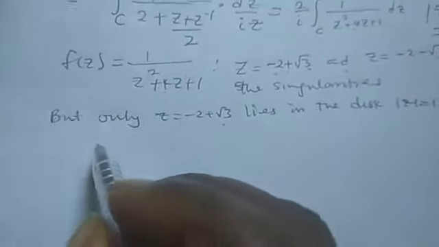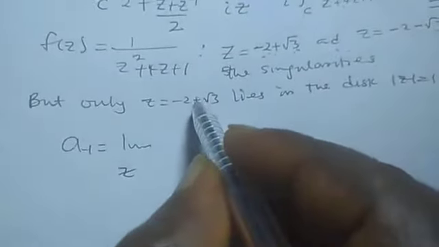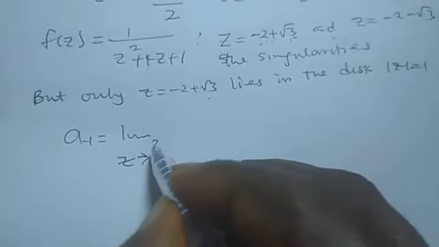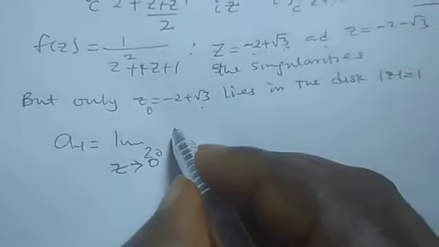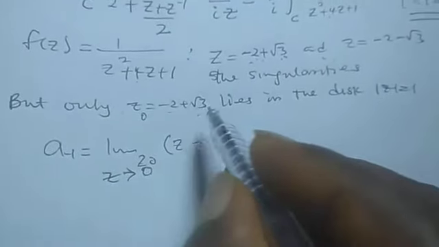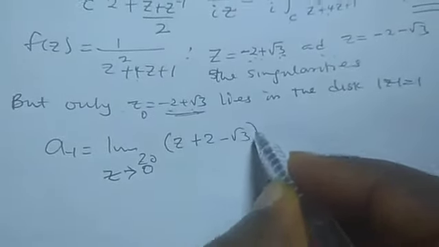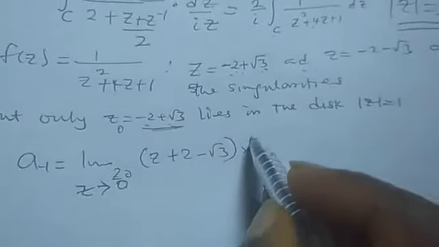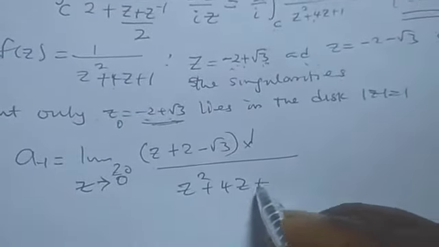So in this case, we find the residue. We should know that it's a simple pole. So the residue is the limit as z tends to z naught. It's long, I don't want to write it out, let me just write it as z naught. So this is (z minus z naught) from the formula, times f of z. This is our f of z here: 1 over z squared plus 4z plus 1.